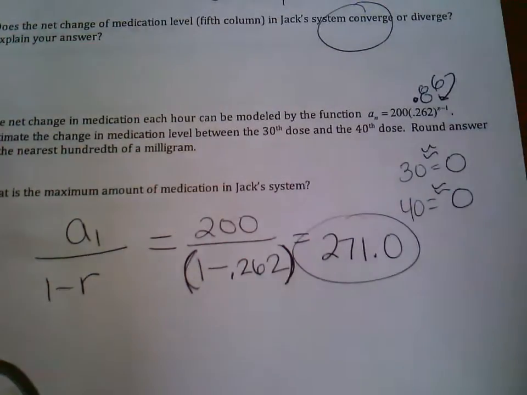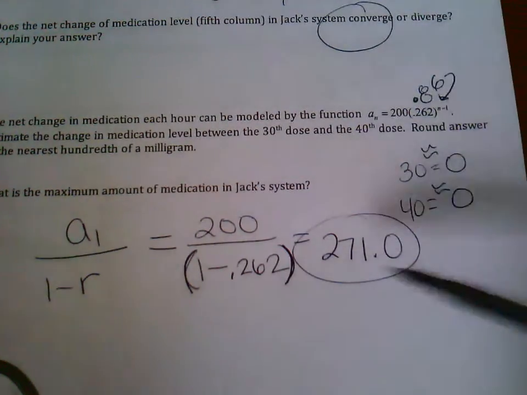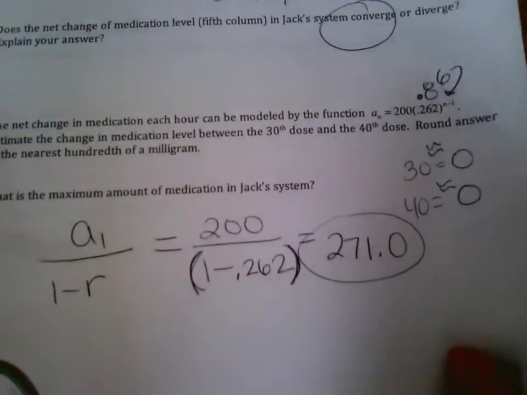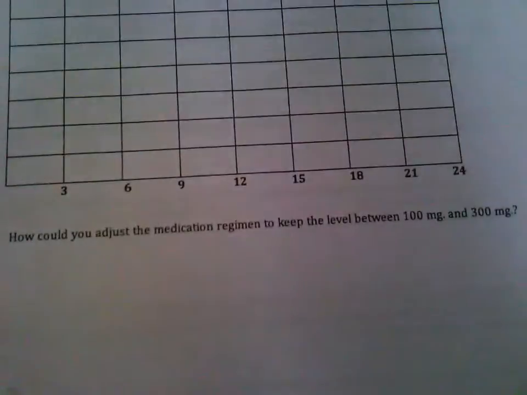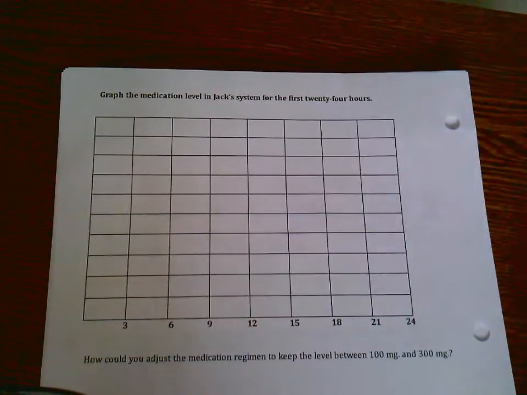So this was to try to figure out what the ratio was, to try to learn about converging or diverging, to think about what the infinite sum was. On the back page, I'm just going to help you draw a quick sketch of what this situation would look like without thinking too hard. But we know that the highest point is going to be around 270.